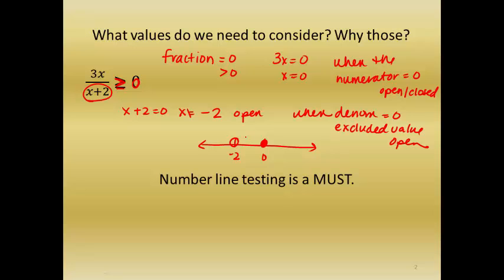So this has created the regions in which we get to test whether or not this fraction is greater than 0. We already know where it's going to equal 0. It will equal 0 at 0. So 0 is part of our solution. We just don't know if we're using a union or an intersection in this case. So the number line test is a must, okay? You have to use the number line test.